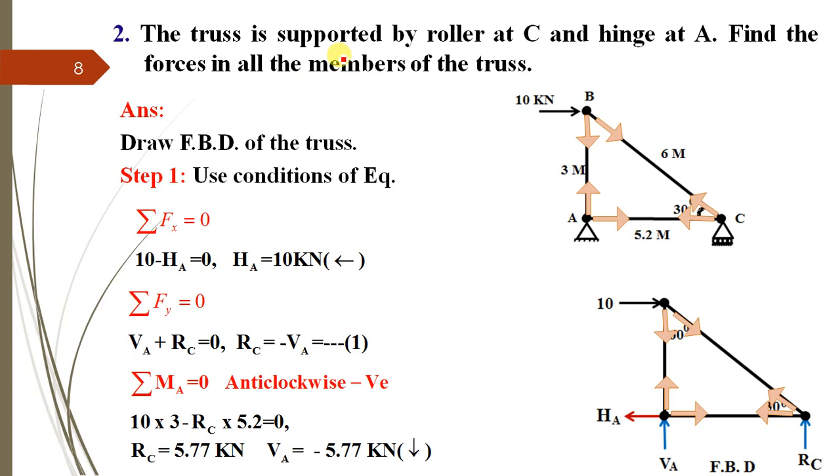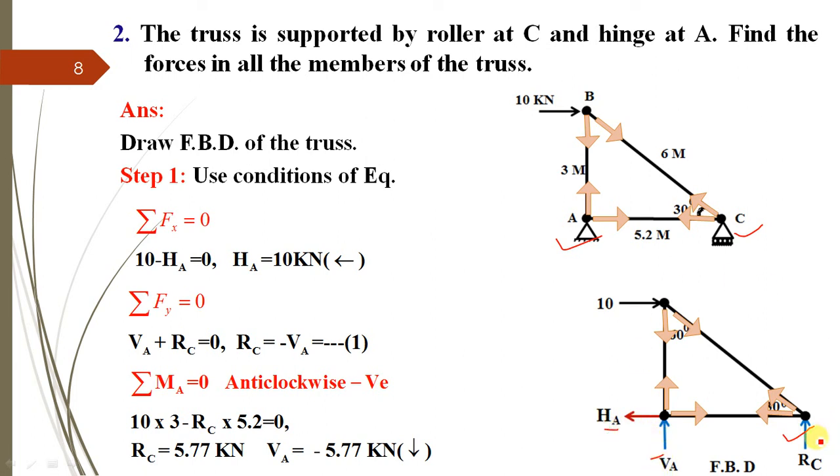Now next, problem number 2. The truss is supported by a roller at C and a hinge at A. Find the forces in all members of the truss. If you observe this truss, it is a very simple truss as compared to the previous problem. Only three members are there: AB, BC and AC. At C there is a roller support, at A a hinge support. So replace these supports by their reactions. Roller support has only one reaction, hinge support has two reactions, horizontal and vertical.